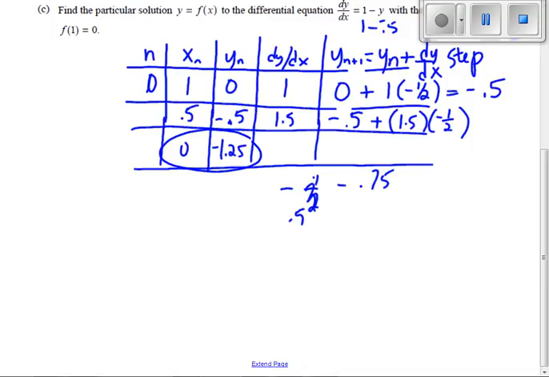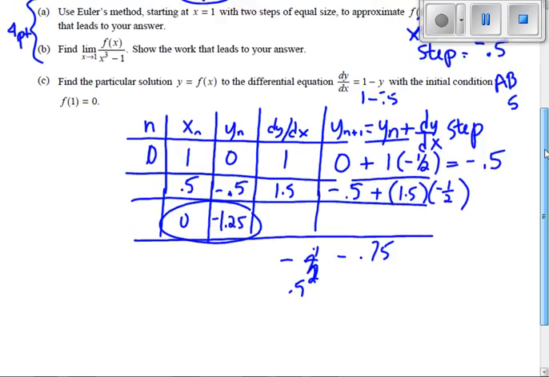I want you to write it up and we'll grade you. I'm going to grade you on this. Yes, I'm going to show you how it was graded so you know what to do. It's right there, negative 5/4.